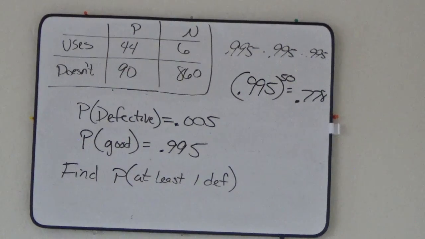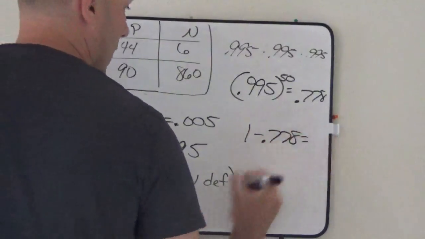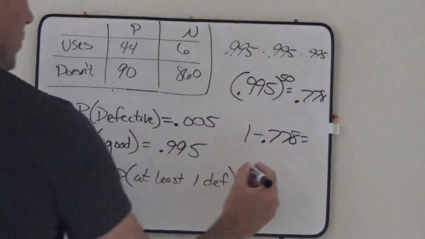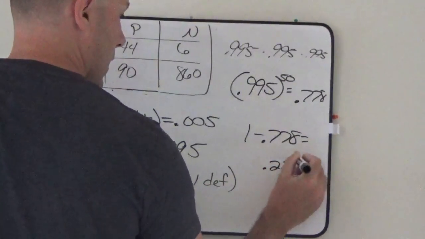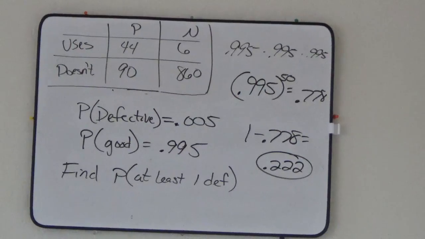Now this is a basic example. You probably would just find the probability of it being defective and you'd be just fine, but we're getting used to this idea of using the complement, okay? Now, since that's the probability of it being good and we want to know the probability of it being bad, all we have to do is take 1 and subtract 0.778 from it, and the answer we get is 0.222. There is a 0.222 chance of you getting a defective DVD. Okay?